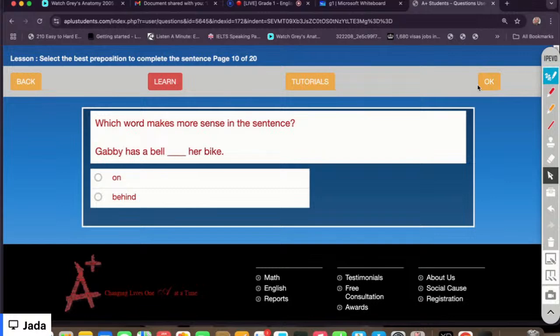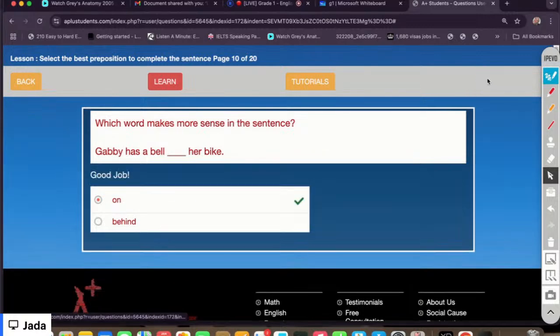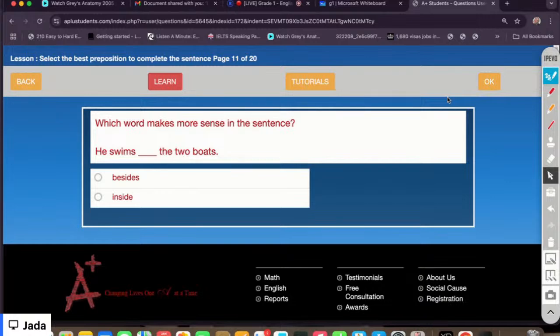Okay, so we have Gabby has a bell dash her bike. So is it behind her bike or on her bike? So is it on or beside? What do you think would be the right one? So on her bike. Okay, so that's it for preposition, everybody.